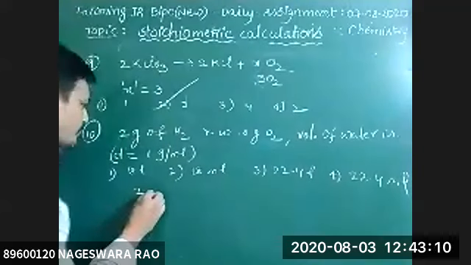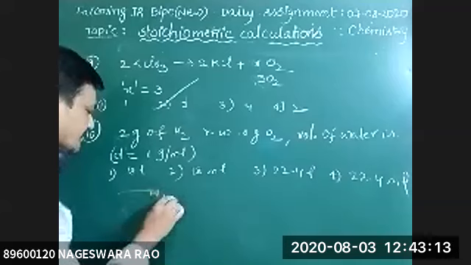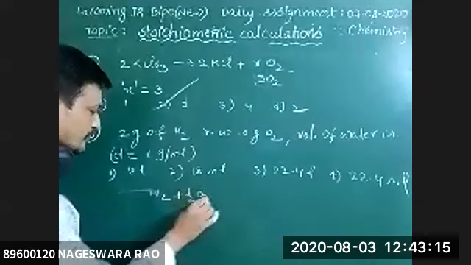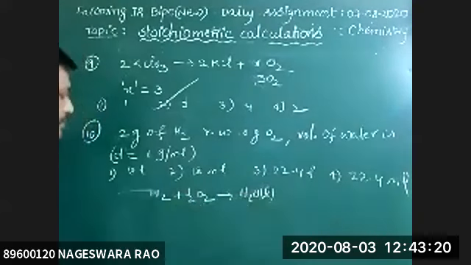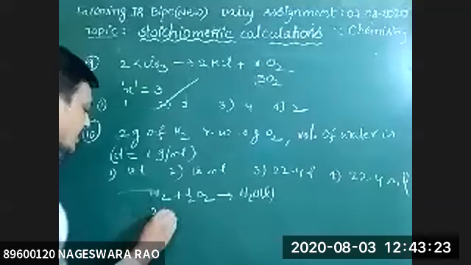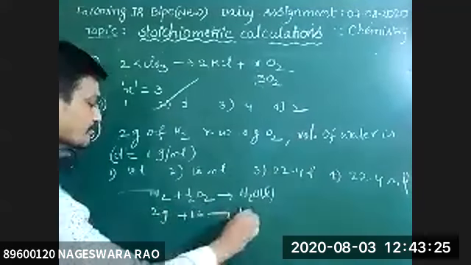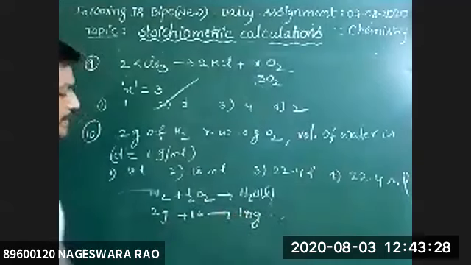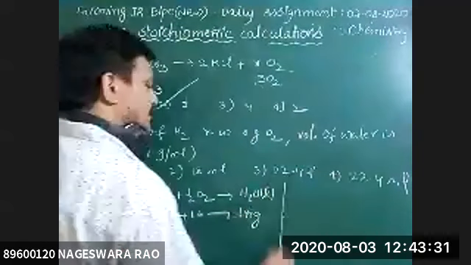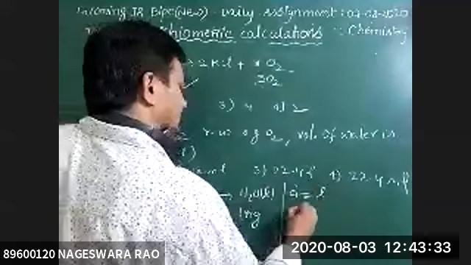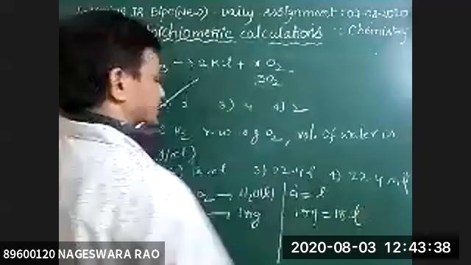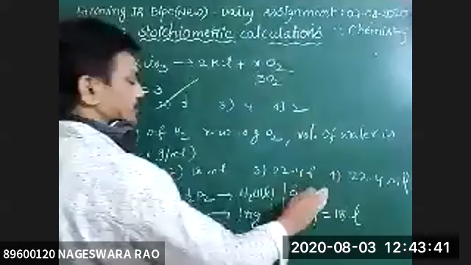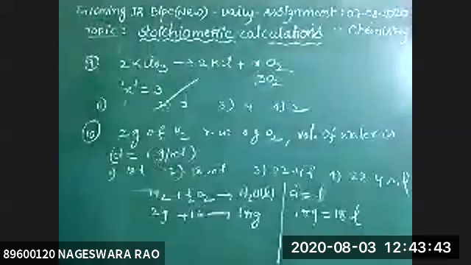So H2 plus half O2 gives rise to H2O. So water is a liquid here. So 2 grams of hydrogen react with 16 grams of oxygen to produce 18 grams of water. For density equal to 1, 18 grams equals 18 ml for water.